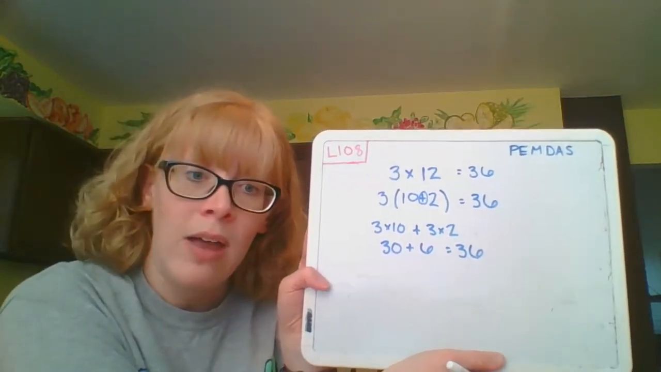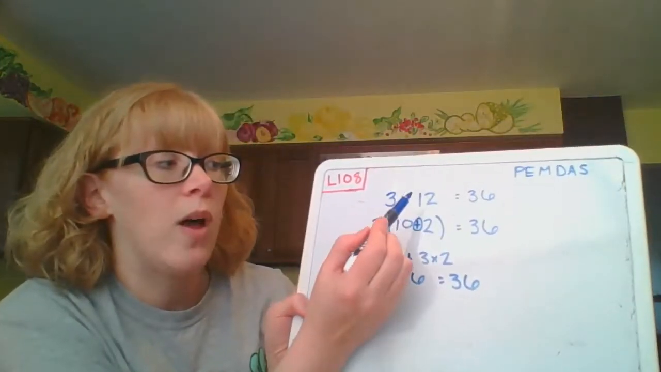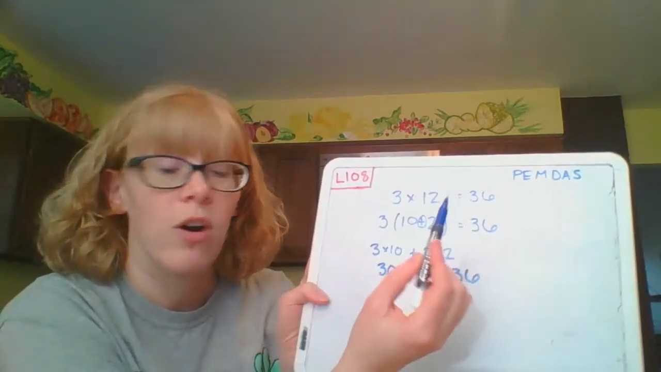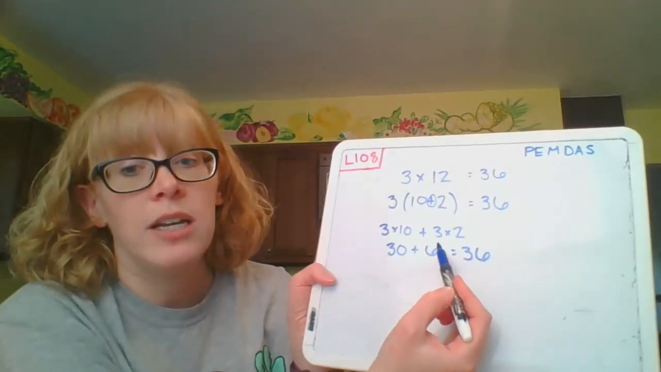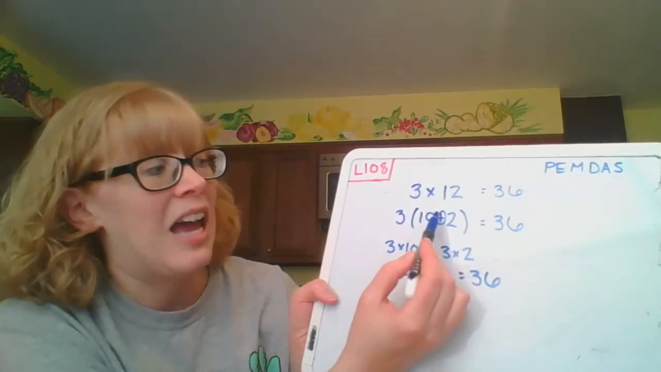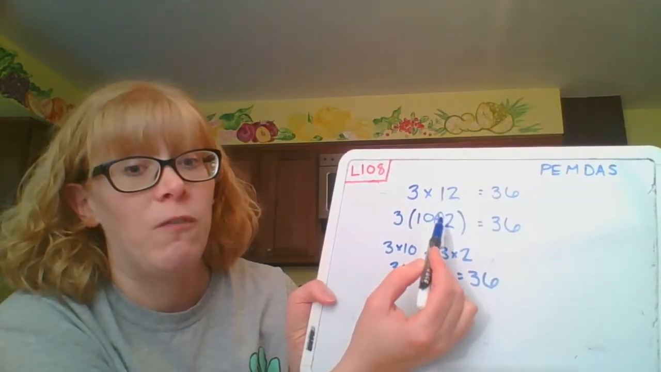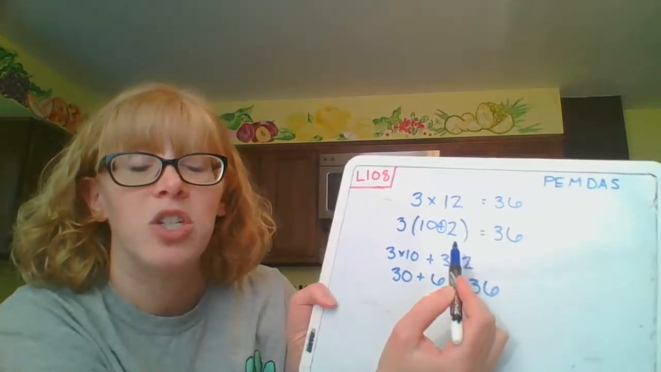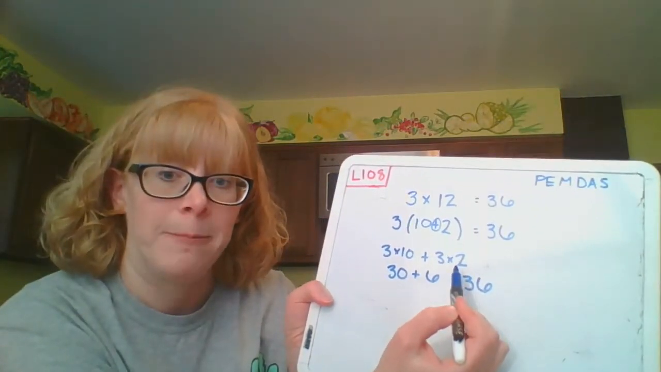And depending on how God made your brain, maybe 3 times 12 is easier for you. Maybe you like doing PEMDAS in the straight order. Maybe you want to chunk it into ones that are easier and you're like, instead of adding 10 plus 2 first, I'm going to do the multiplying first. I'm going to do 3 times 10 and 3 times 2. Then I'm going to add.